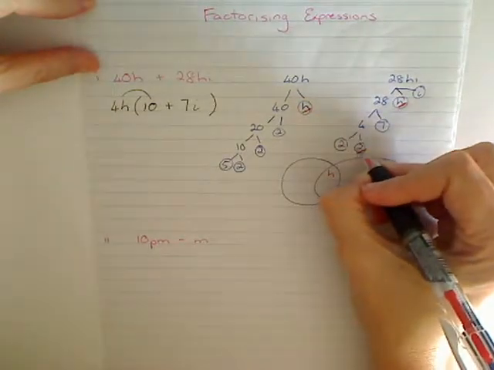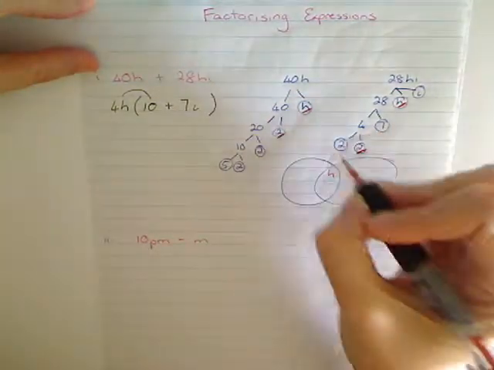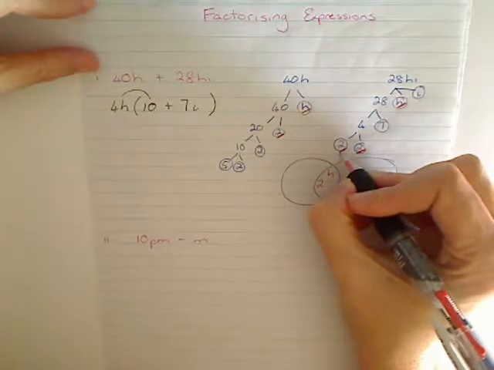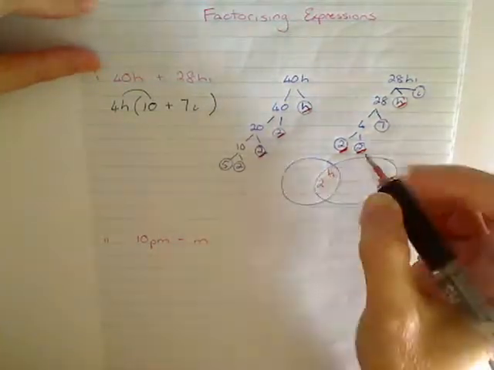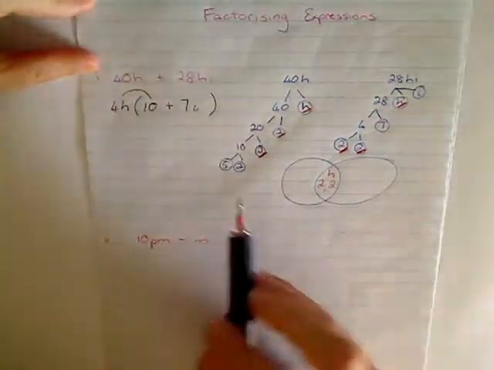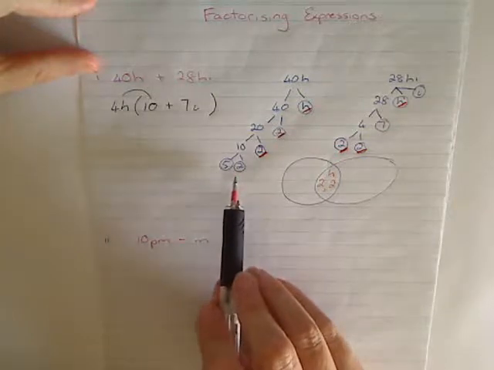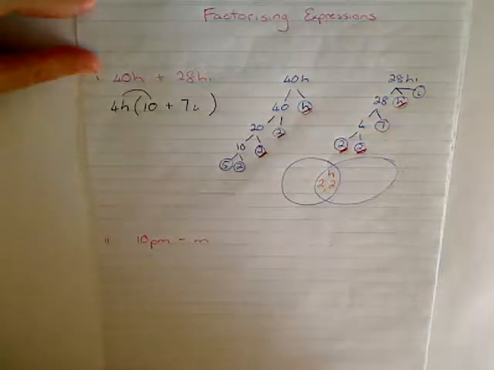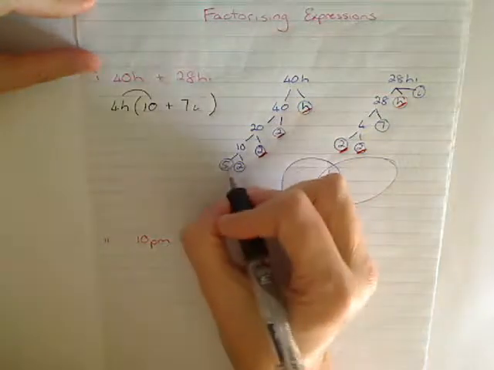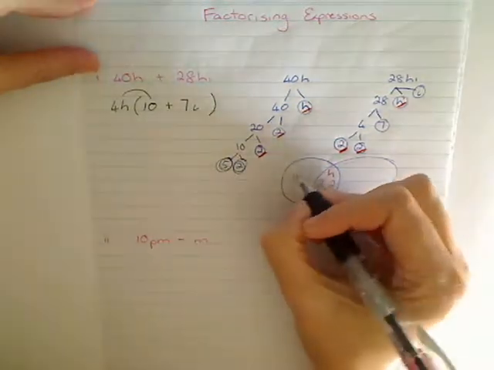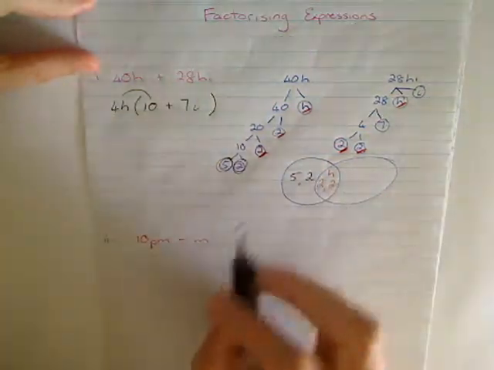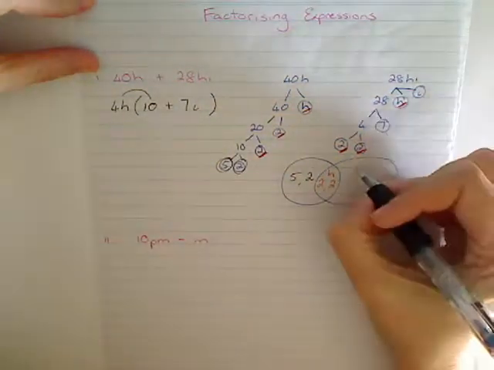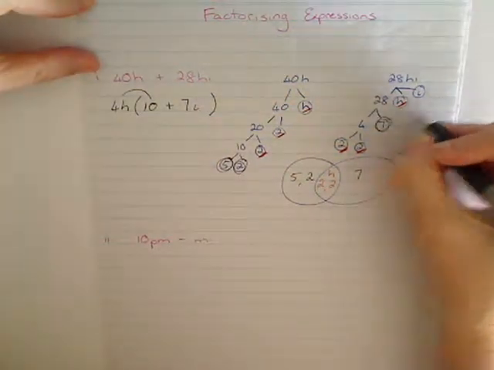I can see a 2, another 2, and then I think that's all. Yeah, I've got a 5 and a 2 left over here, and a 7 and an i left over there. So nothing else that's in common. So I'll take those remaining factors, 5 and 2. Remember, they're all multiplied. And over here, 7 and i.